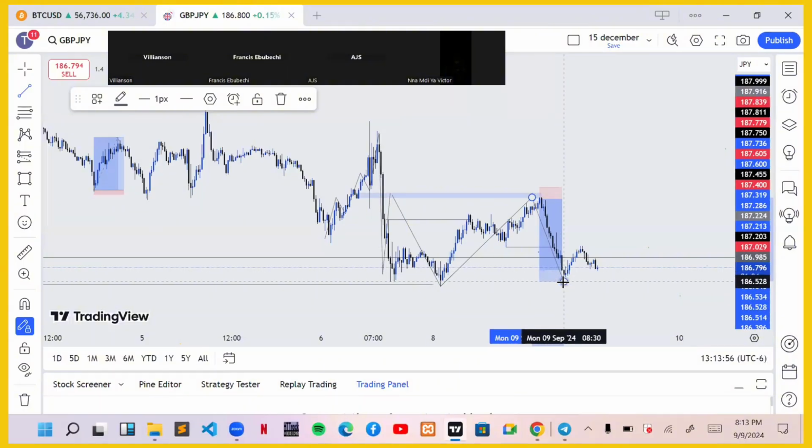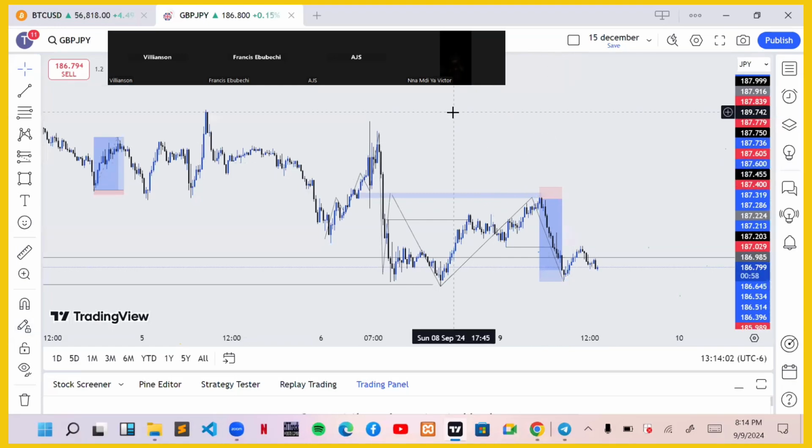I actually made the mistake myself. I was looking for buys on this trade, and I took a loss. But I looked at it and I discovered what I did wrong on the trade.